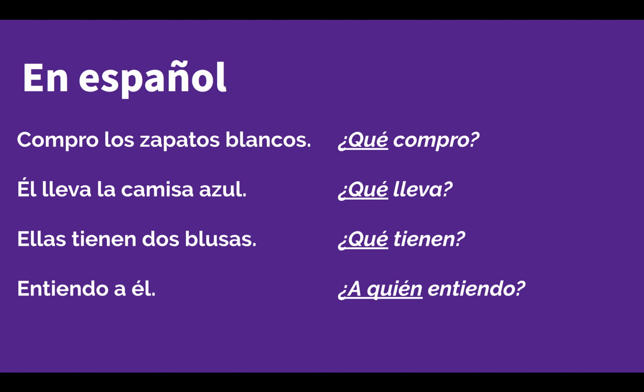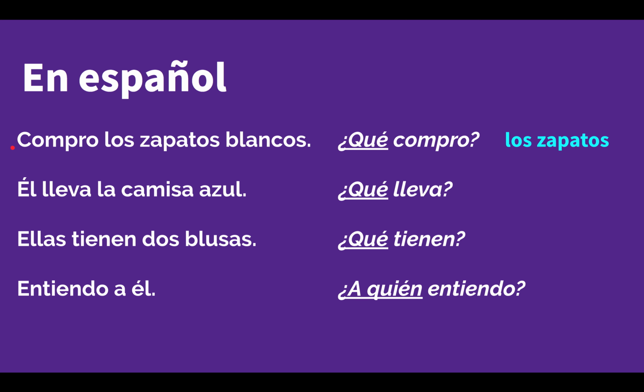When we're identifying the direct object in a sentence in Spanish, it's the same thing, but instead of saying what or who, we say qué or a quién. For example, compro los zapatos blancos. ¿Qué compro? Which is the same thing as what do I buy?